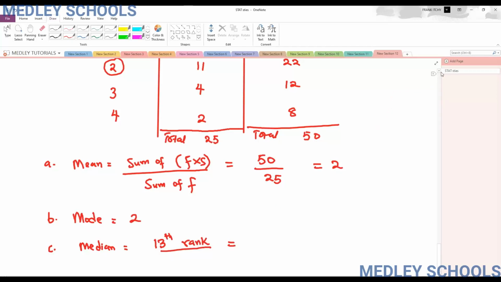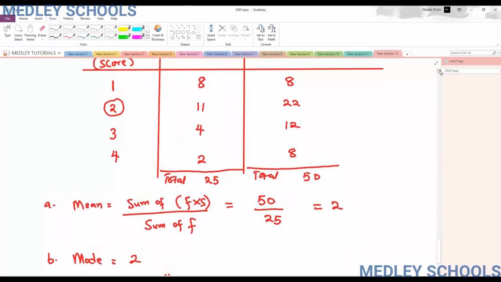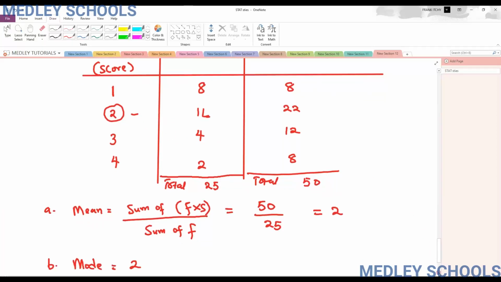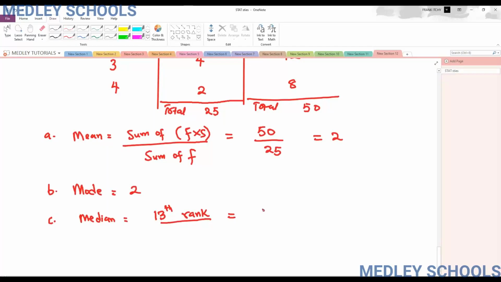So we now go back to our table and count where 13 falls. Now this is 8, 9. From this 11 we can count 9, 10, 11, 12, 13. So 13 still falls here. That means the median is on 2. So that means the median is 2.